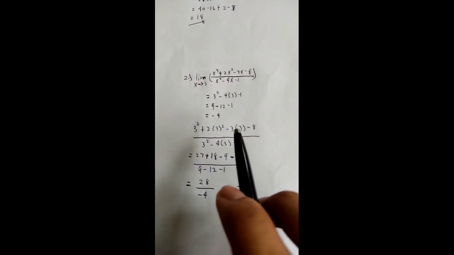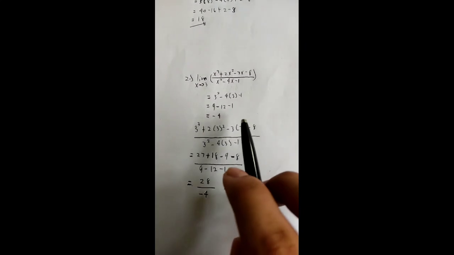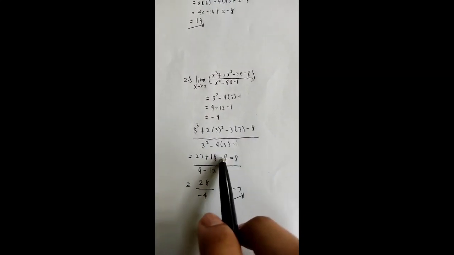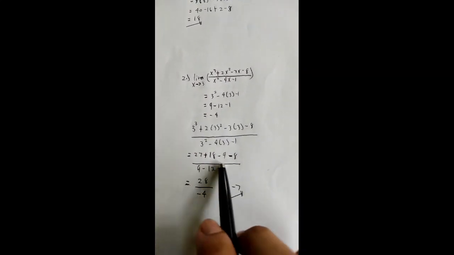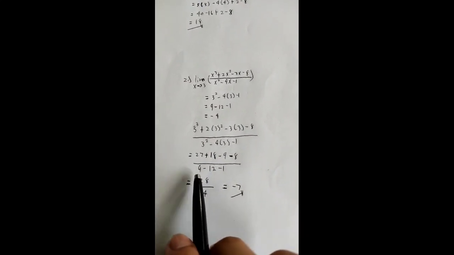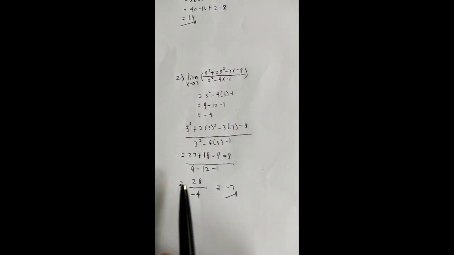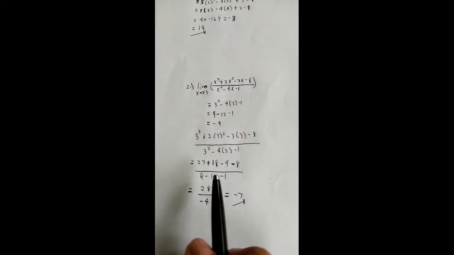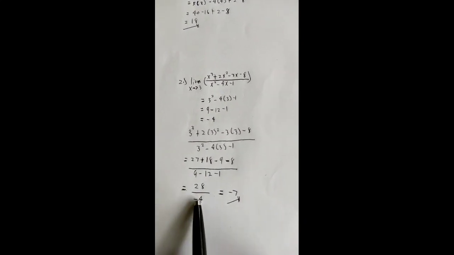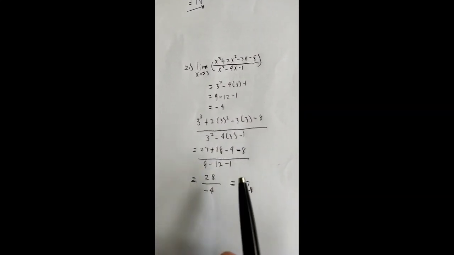Proceeding, 3 cubed would be equal to 27, 2 times 3 raised to 2 would be equal to 18, and negative 3 times 3 would be negative 9, and minus 8, all over 3 squared is 9, minus 4 times 3 would be 12, and minus 1. So that would be equal to 28 all over 4. Or if we simplify this, that would be equal to negative 7.